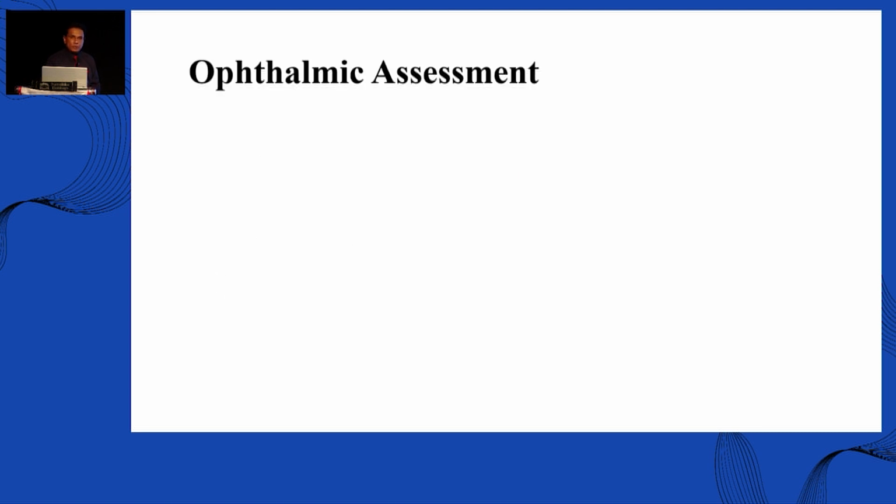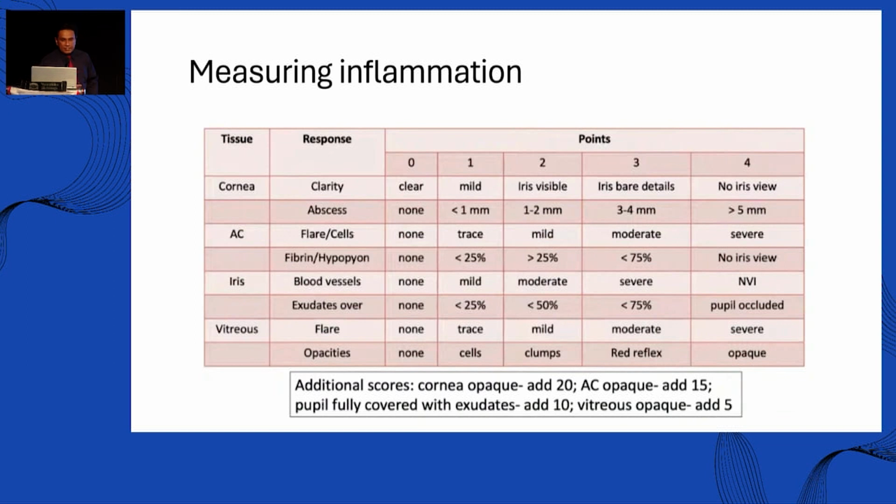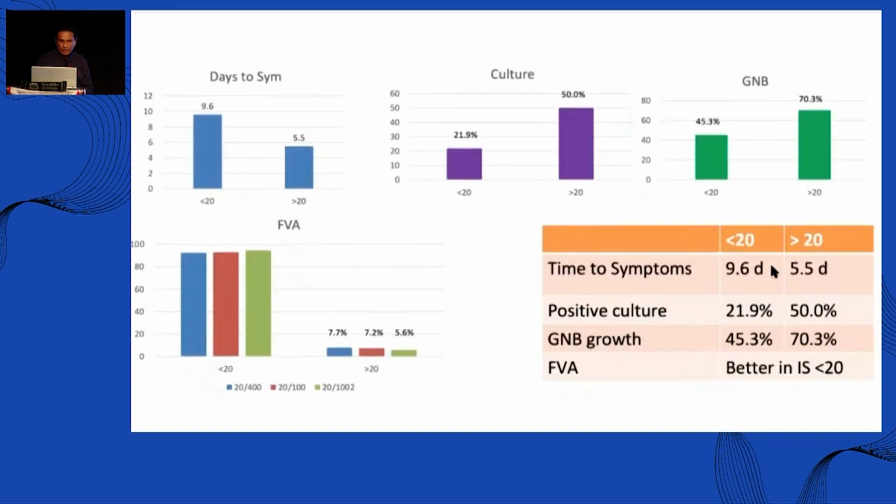I'm not going to discuss the assessment, but assessment is very important. Why is it important? Because this is the response we see in many cases. You can see the cornea, anterior chamber, and iris, and you can grade the inflammation. Why is grading important in these cases? Because there are some reasons for that. These are some of the slides shown by some researchers.